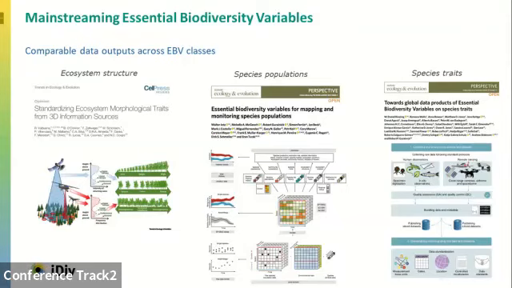For species populations, there has been quite a lot of work on developing essential biodiversity variables for mapping and monitoring distributions and abundances of populations, based on this concept of modeling and projecting species information. And there has also been some work, not so advanced, for example in species traits, identifying what the EBVs for species traits are, and starting to think about how those EBV products would look.